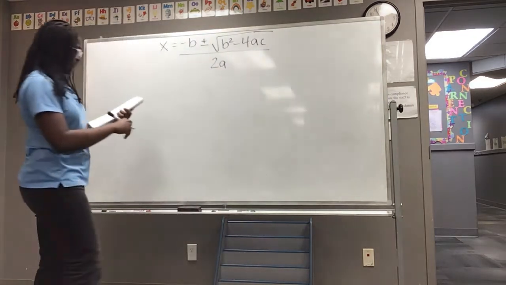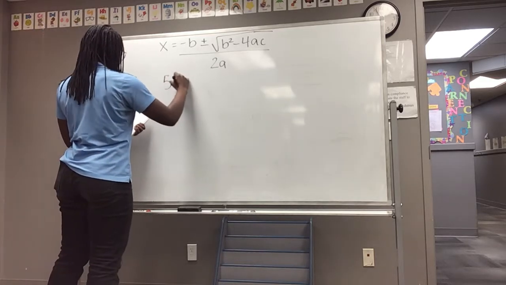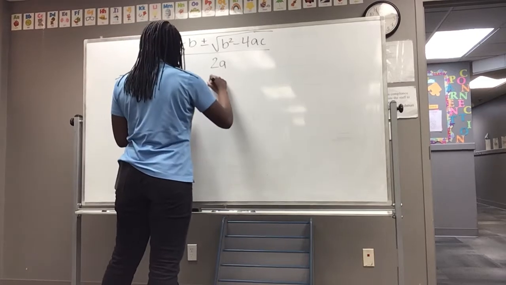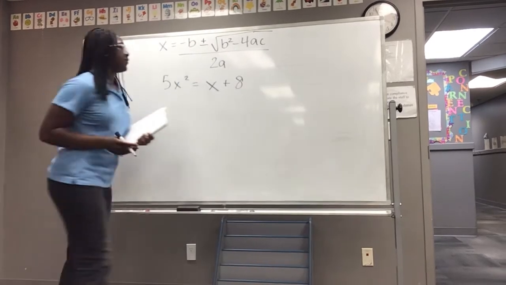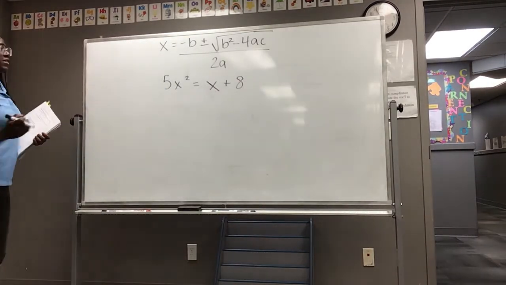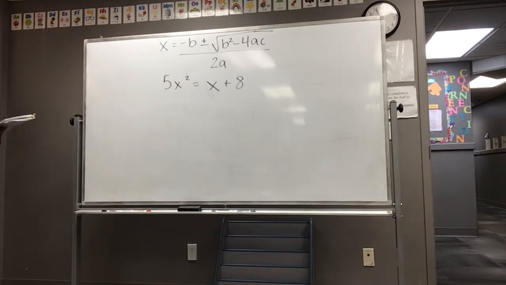Okay, so I'm going to give you guys one to do on your own. And then I'll leave the quadratic formula up there just in case you need it. Okay, so 5x squared is equal to x plus 8. And for this one, I'd recommend getting everything on one side before you start.